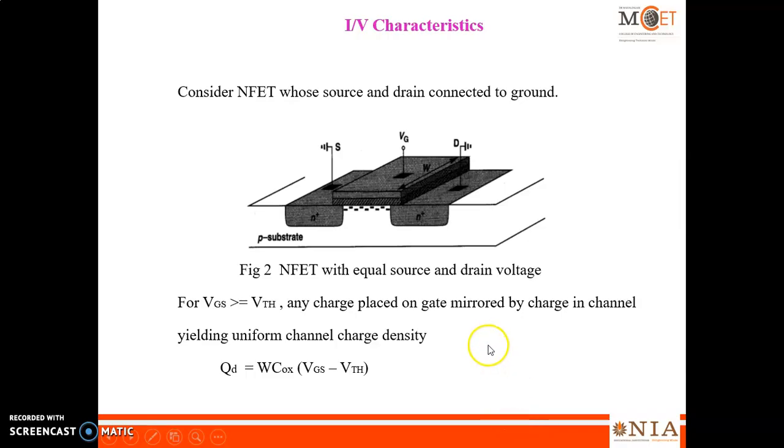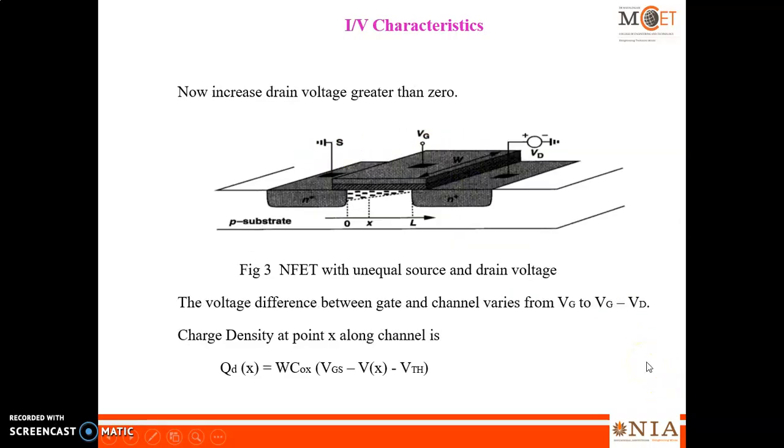Next step, I am going to increase my drain voltage so that I will create a potential difference between the source and drain. Observe this figure 3. Here the source is connected to ground, but I am increasing the drain voltage from 0 by means of an external voltage source. So now what will happen?